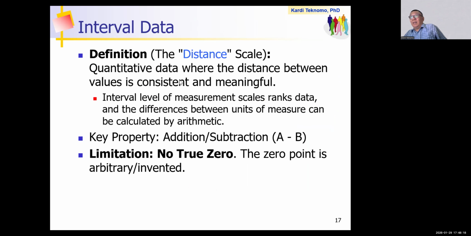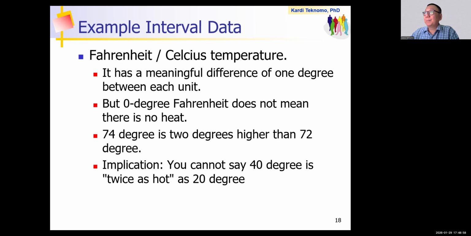By definition, this is a distance scale. So it's quantitative data. Quantitative can be discrete or continuous. The distance between values is consistent and meaningful. Remember, the distance is consistent and meaningful. The key properties here: you can do addition, you can do subtraction, but you cannot have a true zero. The zero point exists, but it is invented or arbitrary, just based on agreement. For example, Fahrenheit or Celsius temperature may have 0 degrees Fahrenheit or 0 degrees Celsius, but this does not represent zero heat.